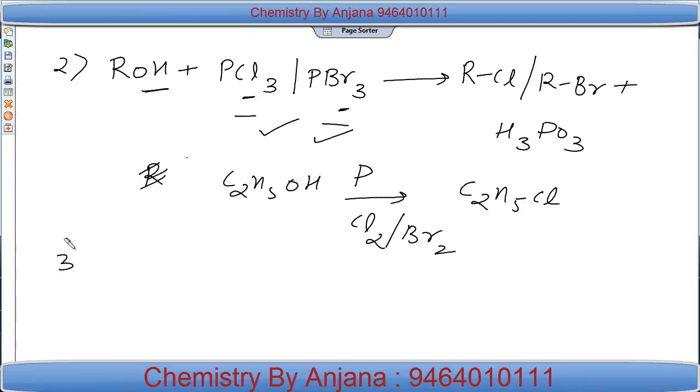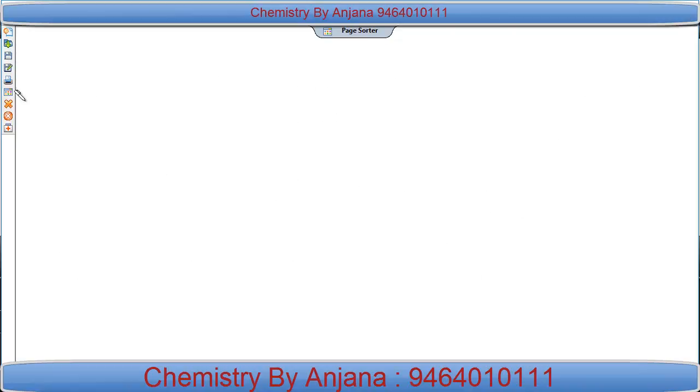Then coming to another way of preparing alkyl halide from the same category, that is alcohol. In place of these trihalides, we can take pentahalides also, like ROH reacts with PCl5 to produce the same product, by a nucleophilic substitution reaction. A Cl from here goes and replaces this OH group, and we get our alkyl chloride once again. So either we choose PCl3 or PCl5, what we get is alkyl halide. So by these two methods we can prepare alkyl halides from alcohols.